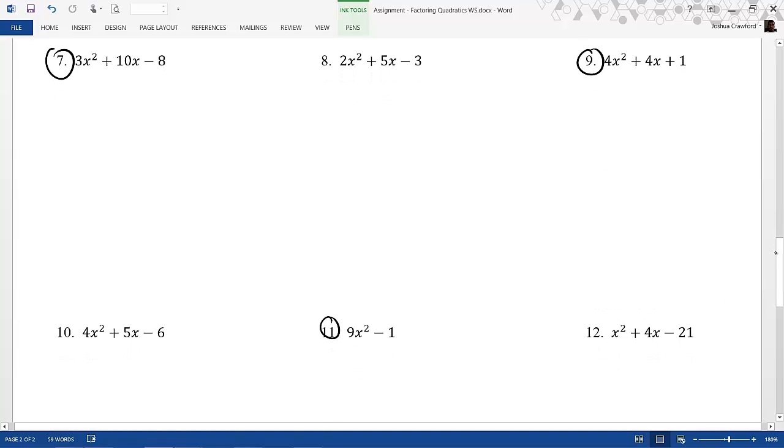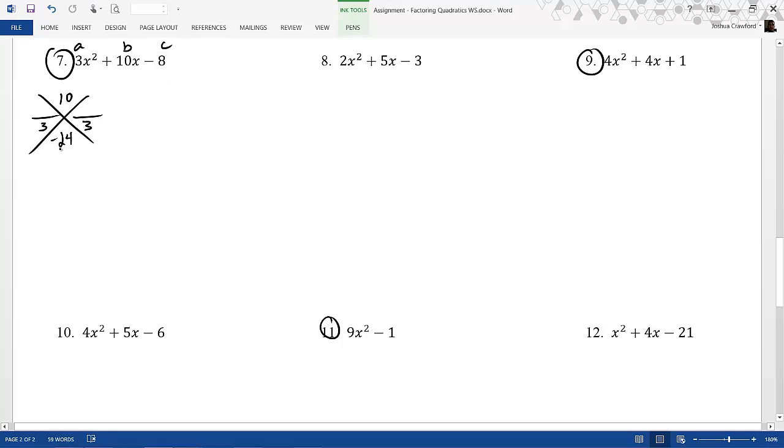Number 7. What do we do first? We label A, B, C. Then what do we do? We draw our x. On top will be 10. Bottom will be negative 24, because a times c, 3 times negative 8 is negative 24. Divide by a, which is 3.